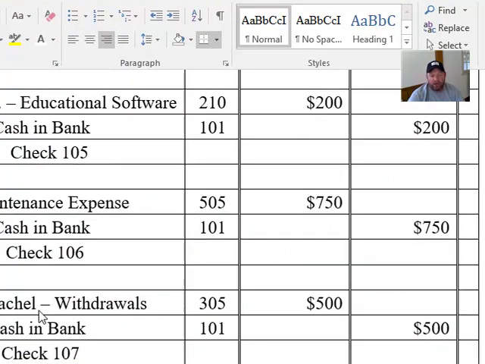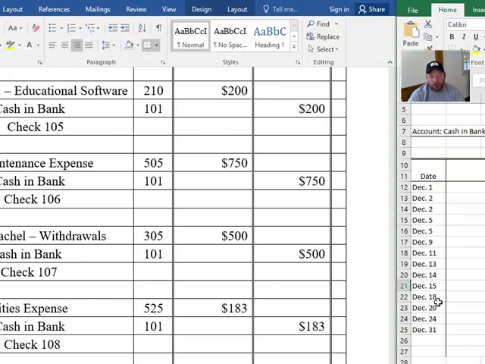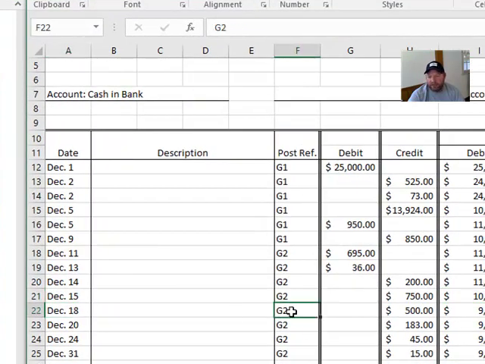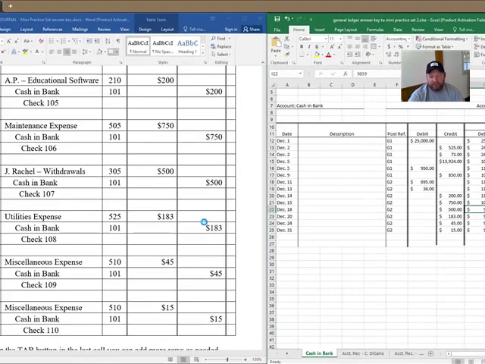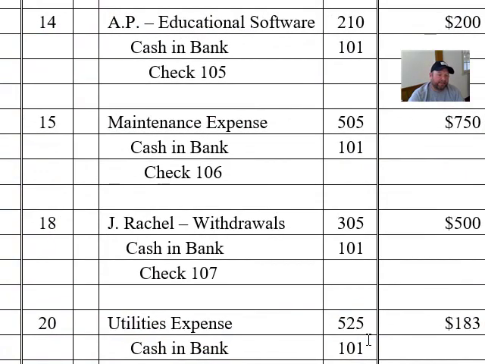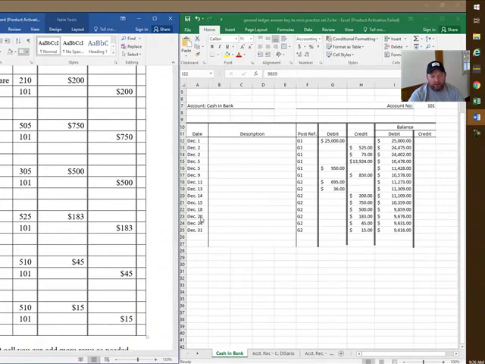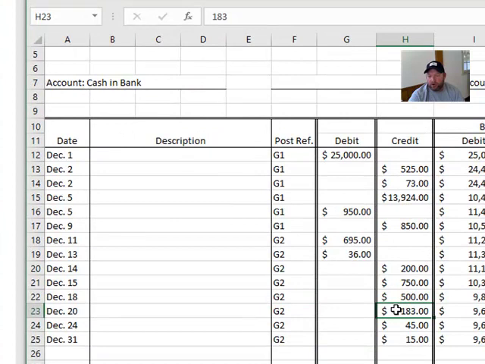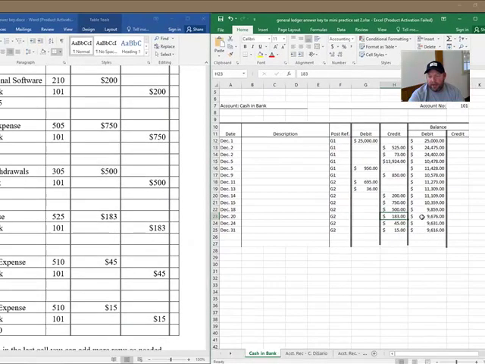On the 18th, Jennifer withdrew some money. She took out $500 for personal use. That's check 107. So on the 18th, again, page 2 of the journal, she took out $500 for personal use, giving her a new balance of $9,859. Now on the 20th, we have some utilities we have to cover. So the utilities we're going to pay for, electricity, gas, water, whatever it might be, account 525, our utilities were $183. So on the 20th, page 2, we have a credit of $183 by writing check 108 for a new balance now of $9,676.